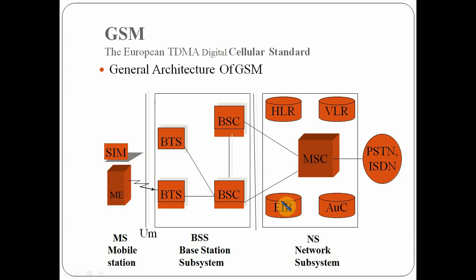Before the network subsystem, there is a base station, the BTS, base transceiver station. The BTS used in the GSM network comprises the radio transmitter receivers with associated antennas, which transmit and receive to directly communicate with mobiles. BTS is the defining element for each cell. Already we have seen the cells, and every cell has a control unit. This is all about the BTS.